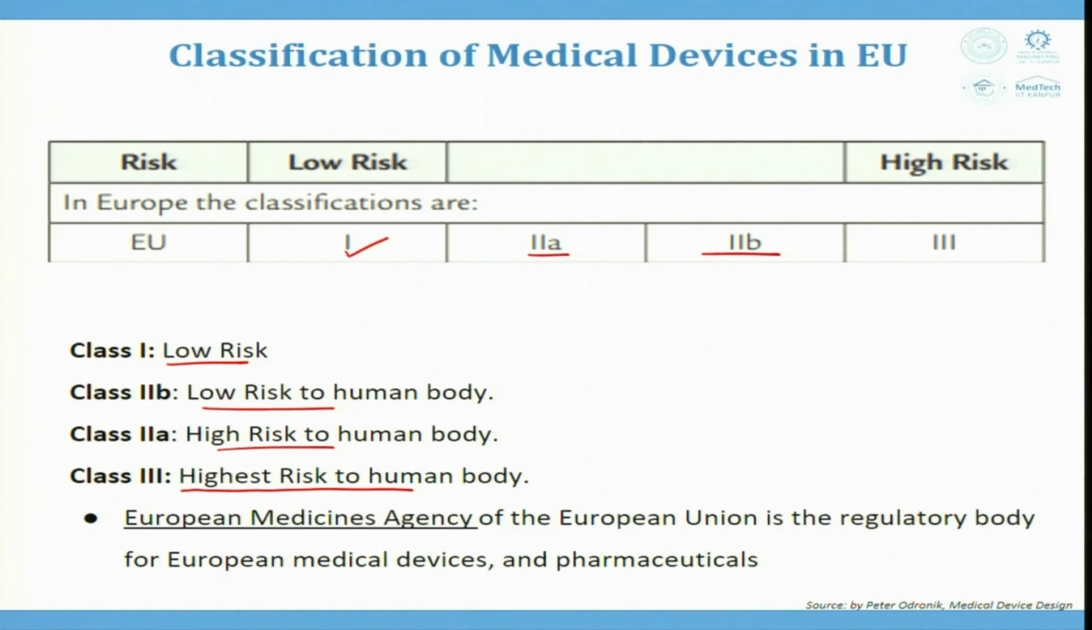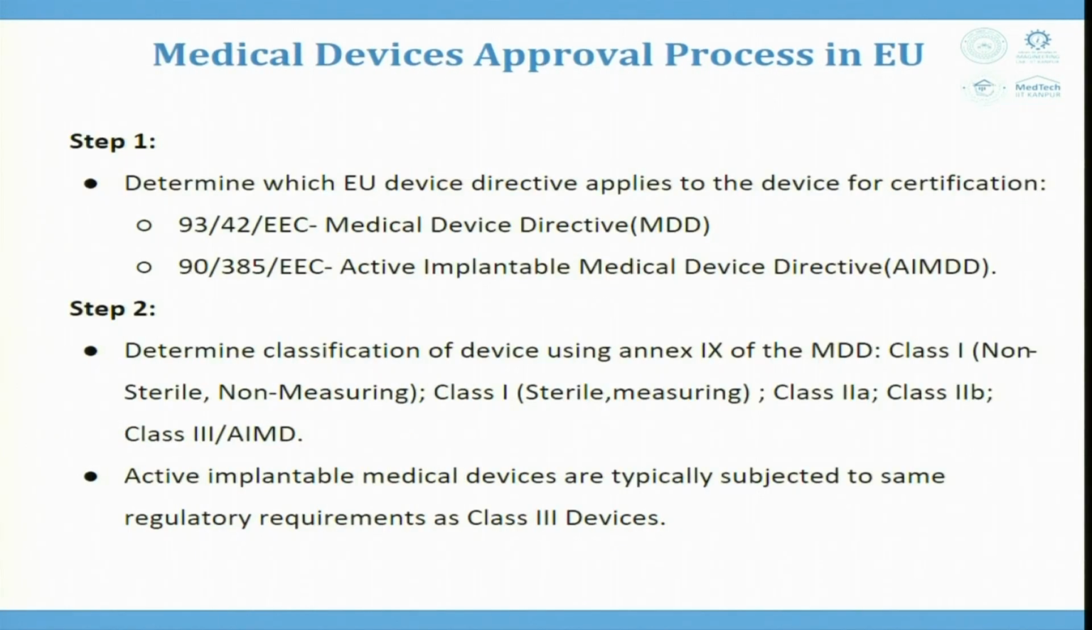They also have certain steps for the approval. Step 1 is to determine which EU device directive applies to the device for certification, that is 93/42/EEC medical device directive or 90/385/EEC active implantable medical device directive, AIMDD. Which one is applying, that is to be identified.